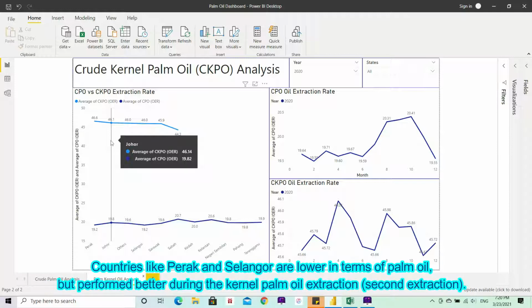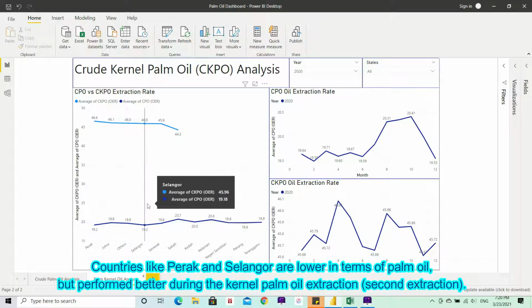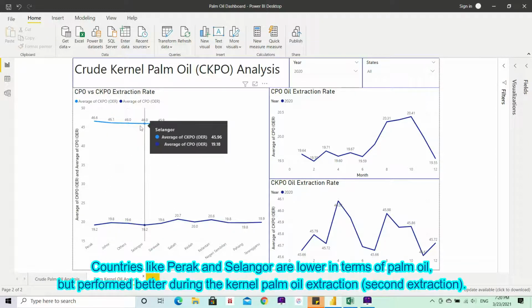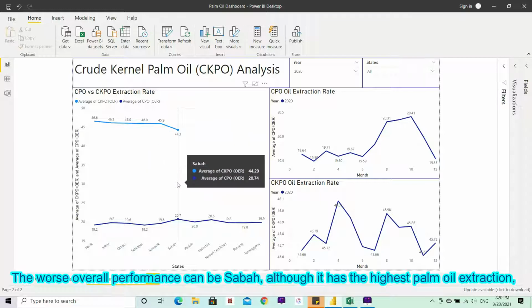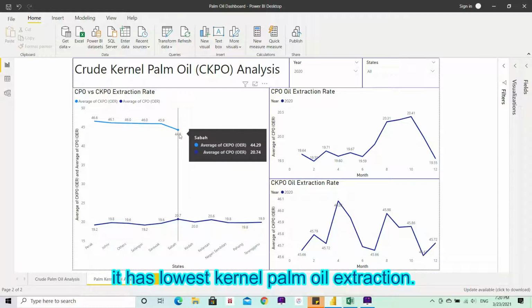Countries like Perak and Selangor are lower in terms of palm oil but perform better during the kernel palm oil extraction. The worst overall performance can actually be Sabah. Although it has the highest palm oil extraction, it has the lowest kernel palm oil extraction rate.